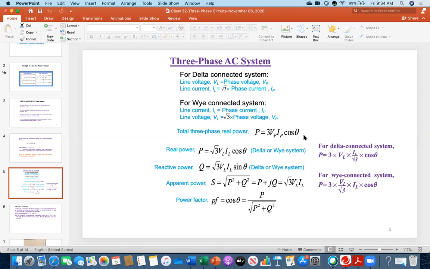Because A phase power can be, for example, 200 watt, B phase power can be 300 watt, C phase power can be 90 watt. You don't know. Because the system is unbalanced, how much unbalanced, what is the magnitude difference and phase difference, you don't know. So you have to do one phase at a time and then sum up, in case of total 3 phase real power for an unbalanced system. But for a balanced system, it is straightforward 3 Vp Ip cos theta.